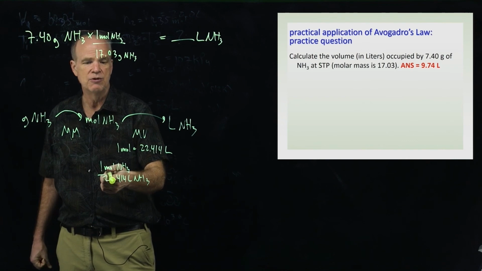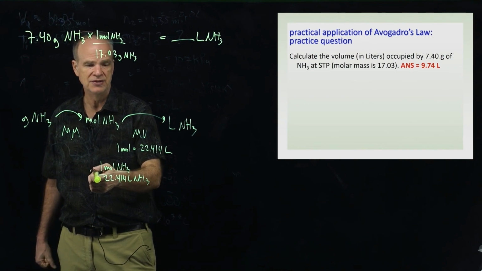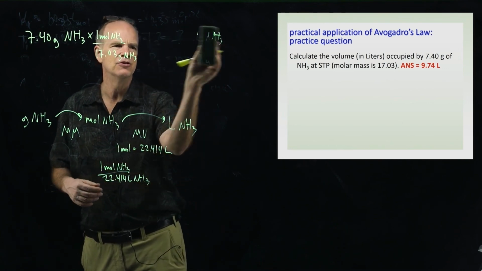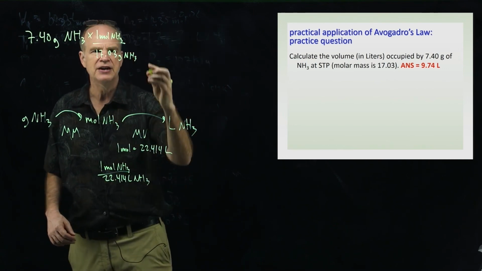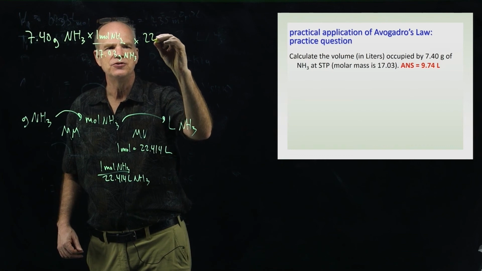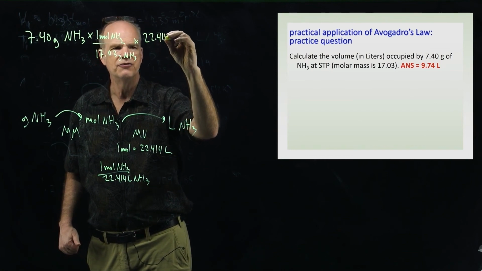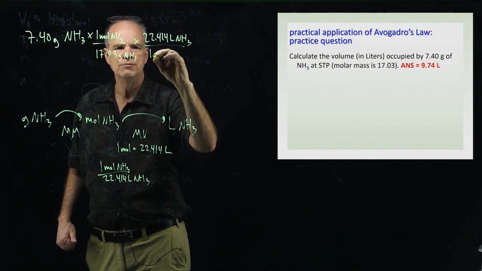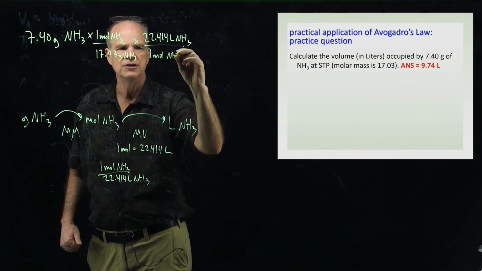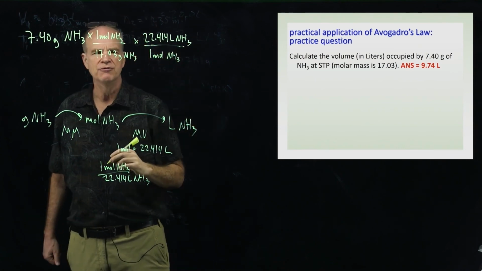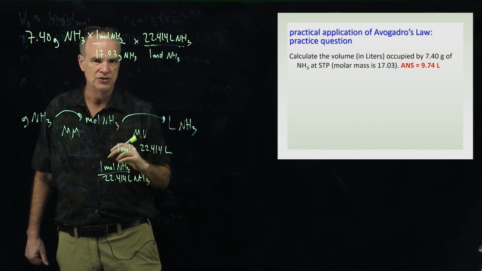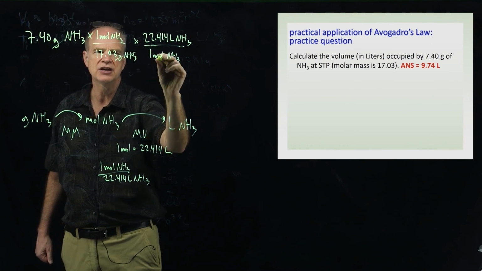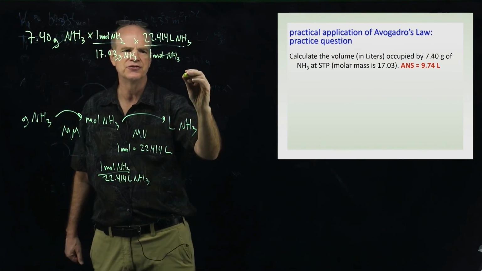It looks like we want to use the reverse of this to get an answer in liters of ammonia. So let me give myself a little more room here. There we go. So it's times 22.414 liters of ammonia over 1 mole of ammonia. Let's confirm that the answer is going to be in the units we want. Grams of ammonia cancels, moles of ammonia cancels, and so we get an answer in liters of ammonia.